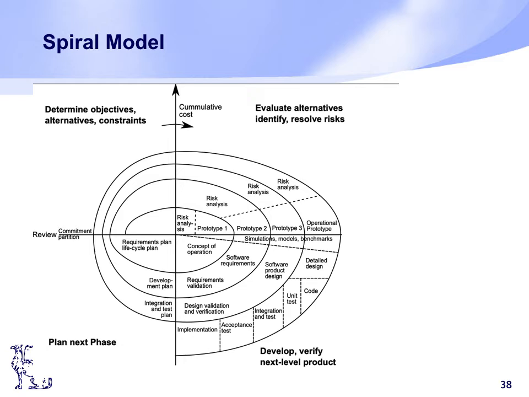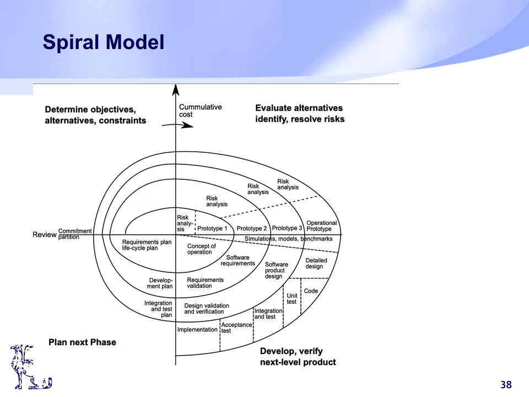So you can choose any evolutionary model here for the next stage. That means in the first stage your requirement understanding was very good, so you used a waterfall model, and in the next stage your understanding of the project requirements was not very good, so you have used an evolutionary model.